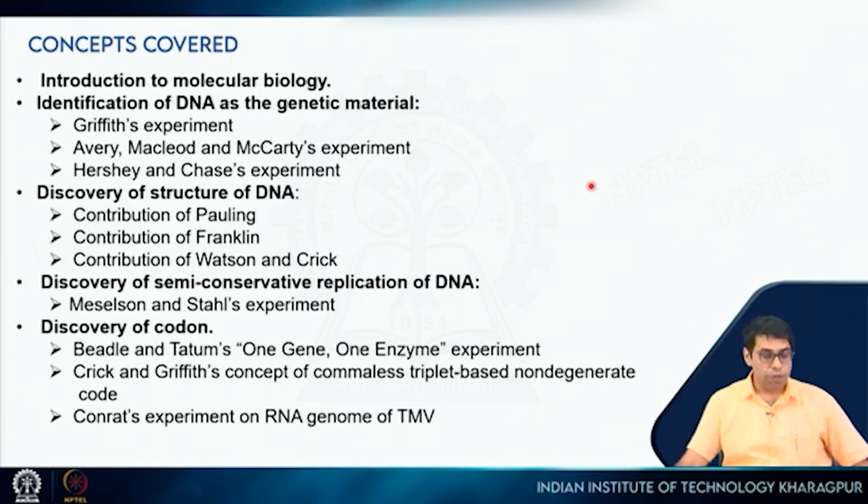For example, I will start with identification of DNA as a genetic material, and I will discuss three experiments. Then I will talk about the discovery of the structure of DNA, which is the double helix structure, and the contribution of all these important scientists in that discovery. Then the discovery of semi-conservative replication, and the discovery of the codon: when we translate from RNA to protein, we have to go from a 4-base language to a 20-base language, right? So that is where codons become so important.